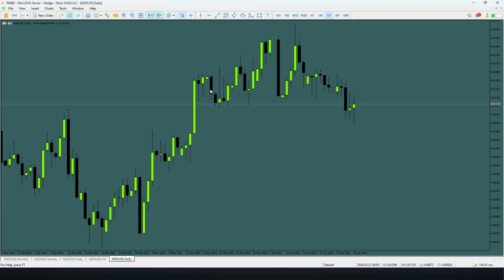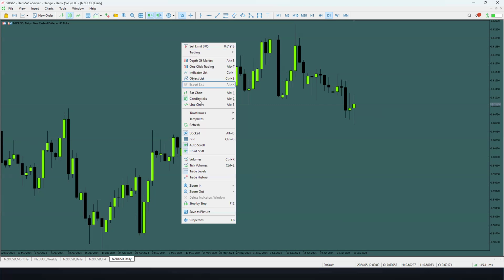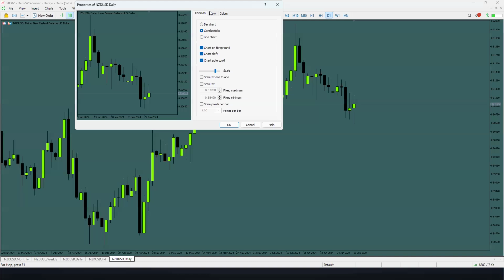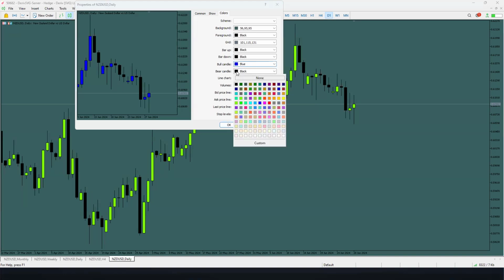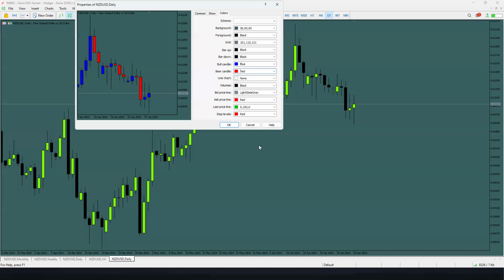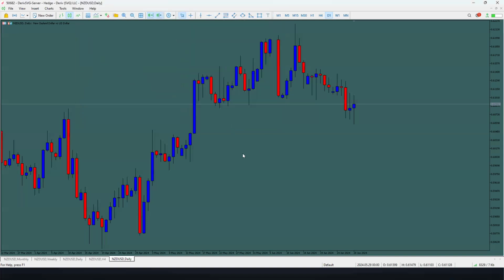That's me. Then these candlesticks, you can change the color. For you to change the color, you either press F8 or you right click on your mouse, click properties and click colors. The candlestick that is going up is the bullish candle. The one that is coming down is a bearish candle. So I can decide I want my bullish candle to be blue and my bearish candle to be red. When I do that and say okay, you see the color has changed. When the market is going up, I'm seeing blue. The market is coming down, I'm seeing red.